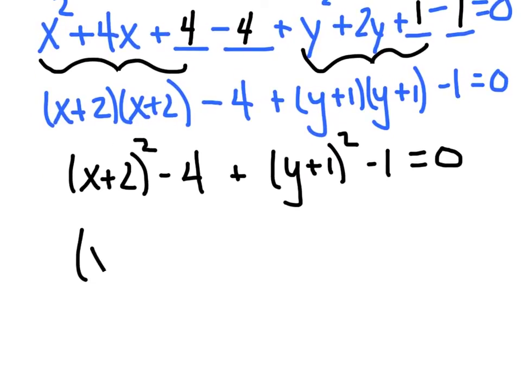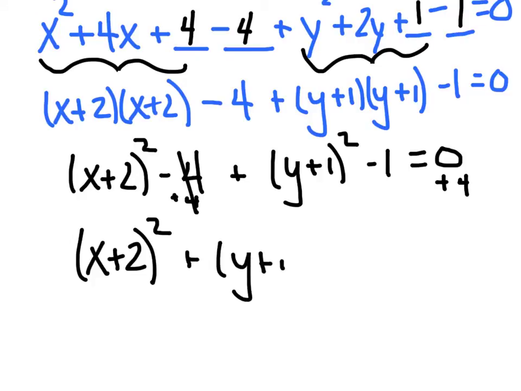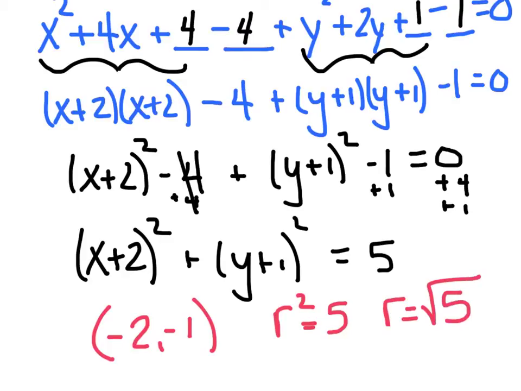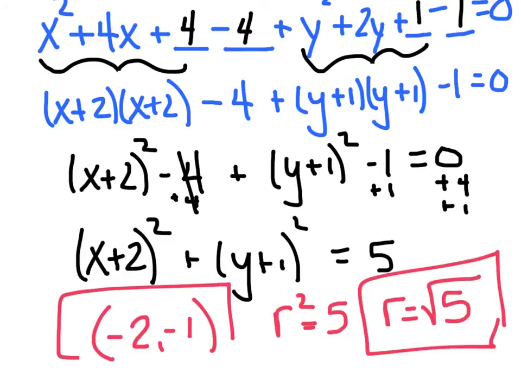And lastly, I'm just going to move some terms over. I've got x plus 2 squared. I'm going to add the 4 to this side. Okay, so that kills that. Plus my y plus 1 squared, and I'm going to add this 1 over, equals 5. So I can clearly state that my center is negative 2, negative 1. My radius squared is equal to 5, so my radius is the square root of 5. So hopefully not too shabby.